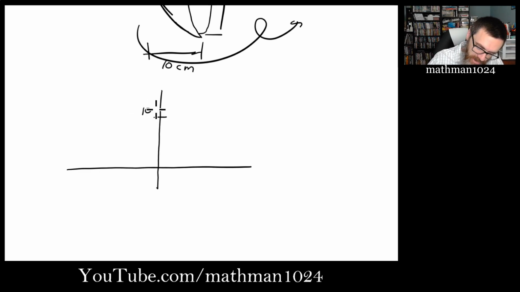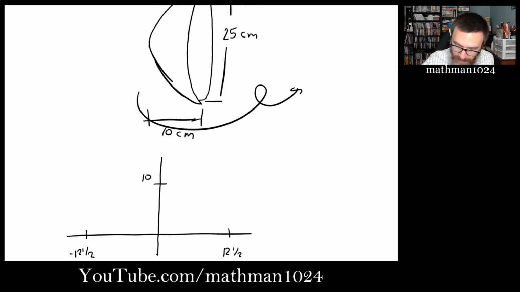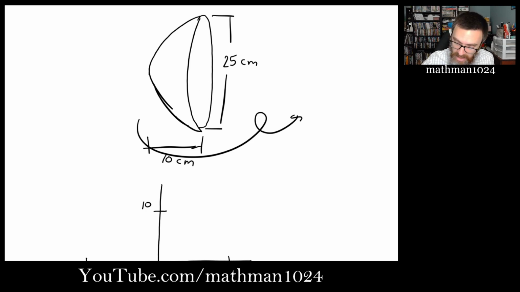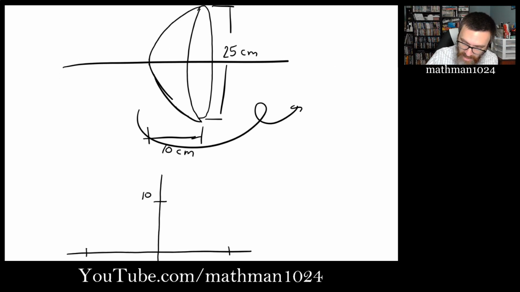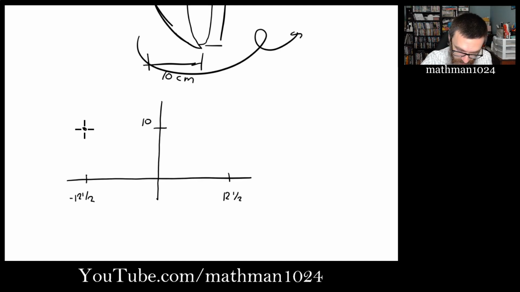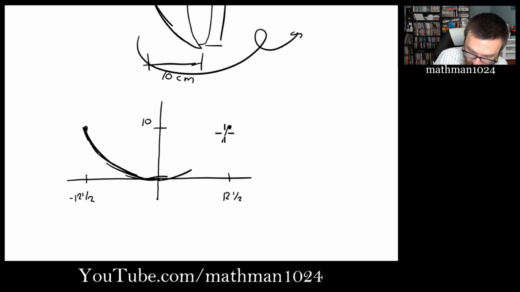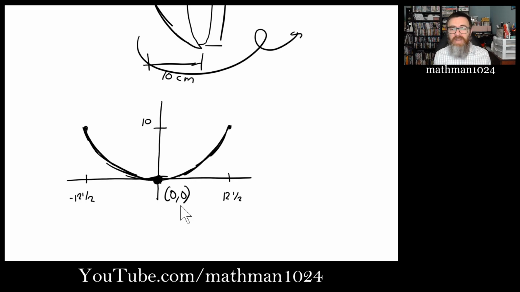It's going to be going up to 10 units this way, going out to 12.5 units on the right and on the left. Why 12.5? Because we're going to take this parabola that is 25 centimeters across and cut it in half, because you would have this line of symmetry, and that's going to be our y-axis. So we're going to have these points here and here, and we're going to really cheap out and say, you know what, let's put the vertex at the origin, because if we do that, it really simplifies a lot of the stuff.